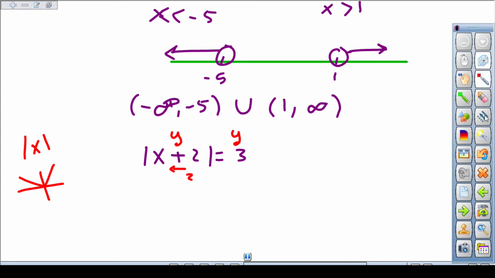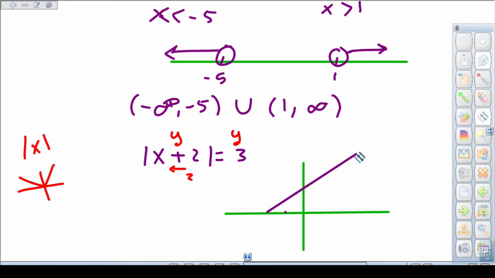So if I were to graph it, I'm going to have something like that, and something like this, where I could go to x negative 2, there's 1, and there's 2. I'm going to have my line like this, and my other line like that.